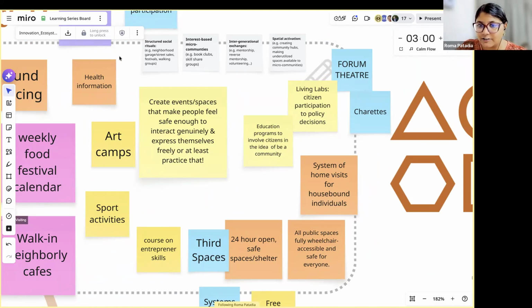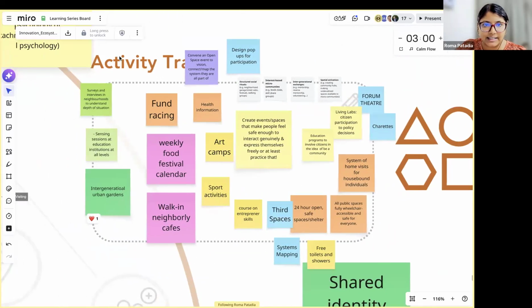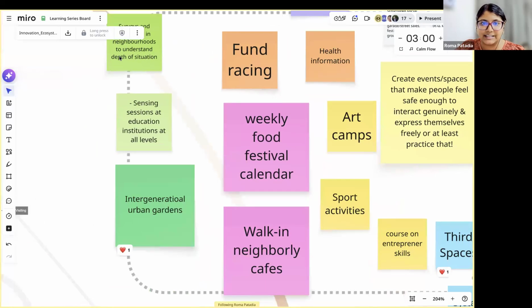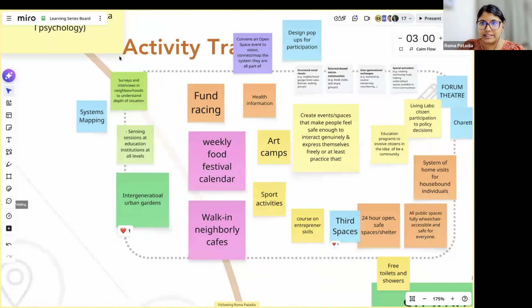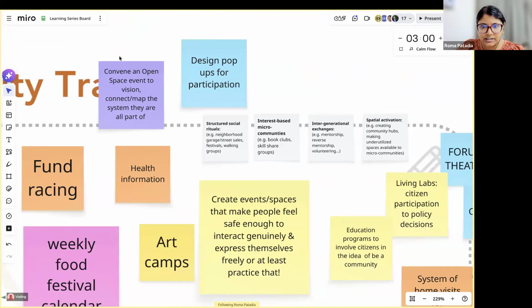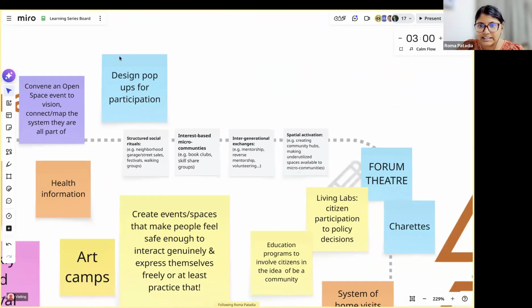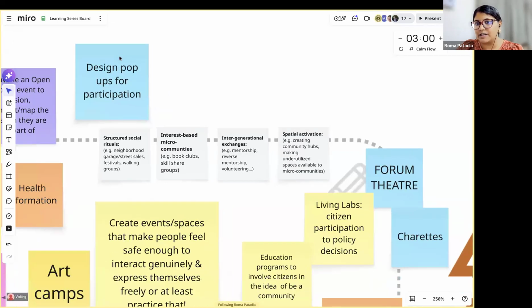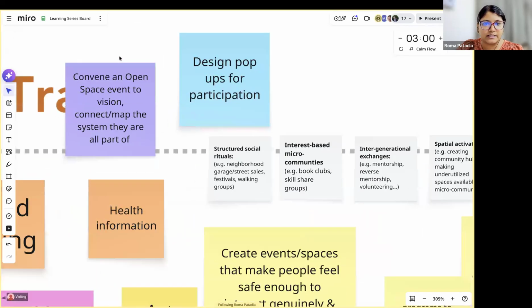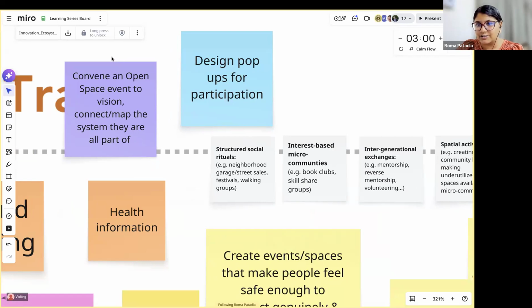in the idea of be a community. And then on this side, we have surveys and interviews in neighborhoods to understand depth of situation, and then sensing sessions at education institutions at all levels, intergenerational urban gardens, and then systems mapping activities, design pop-ups for participation. And then we have convene social rituals, interest-based micro communities, intergenerational exchanges, and then spatial activation, convene an open space event to vision, connect, map the system they are all part of. So these are some of the really interesting ideas.